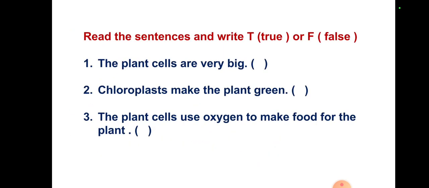And now we have another question. Read the sentences and write T for true or F for false. Sentence number 1. The plant cells are very big. Is it true or false? Can you guess? Of course, it's false because the plant cells are very, very small.